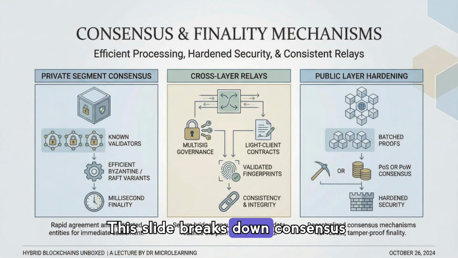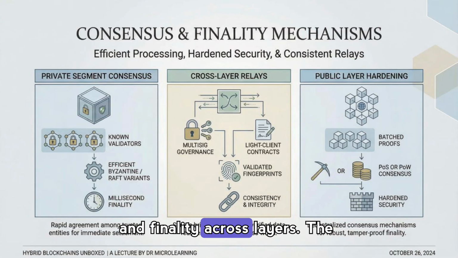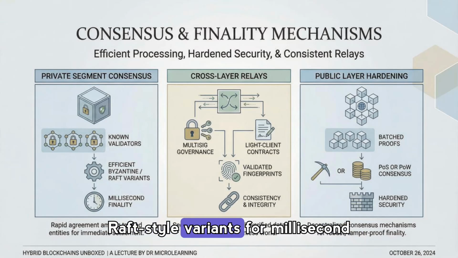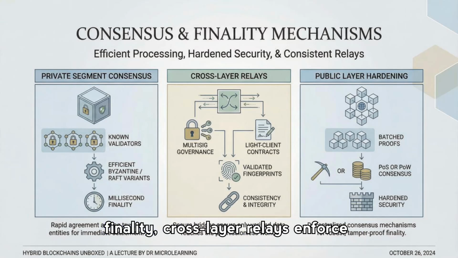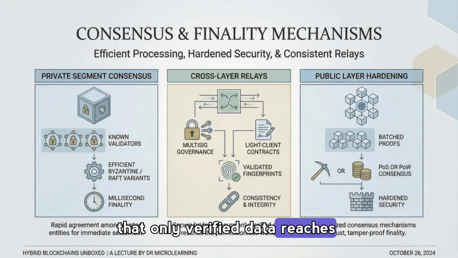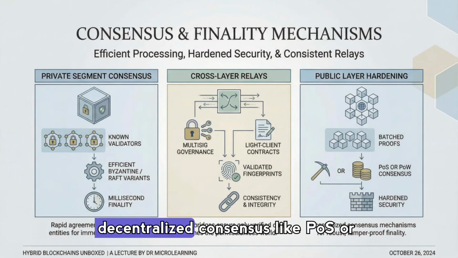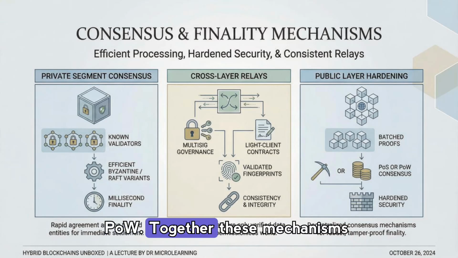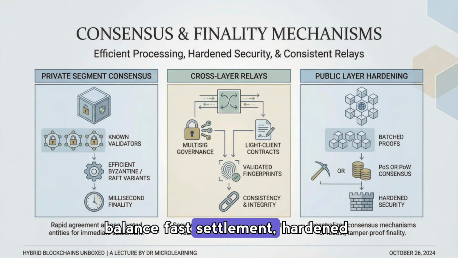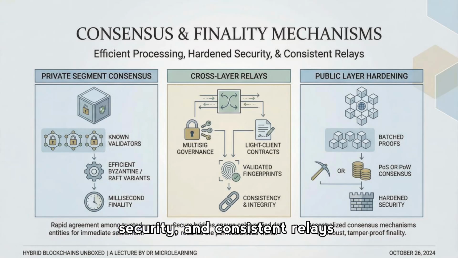This slide breaks down consensus and finality across layers. The private segment uses known validators and efficient Byzantine or Raft-style variants for millisecond finality. Cross-layer relays enforce that only verified data reaches permissioned realms, and the public layer strengthens security with decentralized consensus like PoS or PoW. Together, these mechanisms balance fast settlement, hardened security, and consistent relays between domains.